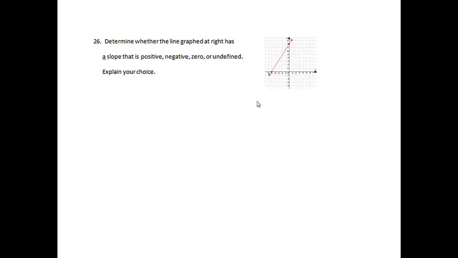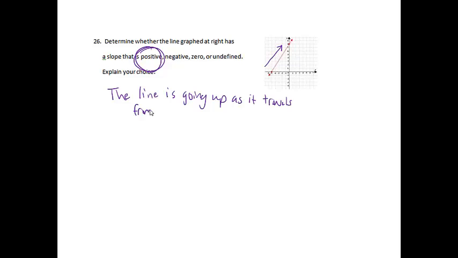Number 26, determine whether the line graphed at right has a slope that is positive, negative, 0, or undefined, and explain your choice. I notice as we're going from the left of the graph to the right of the graph, the graph is going up or increasing, so we are going to have a positive slope. And when it says to explain your choice, I will say the line is going up as it travels from left to right.